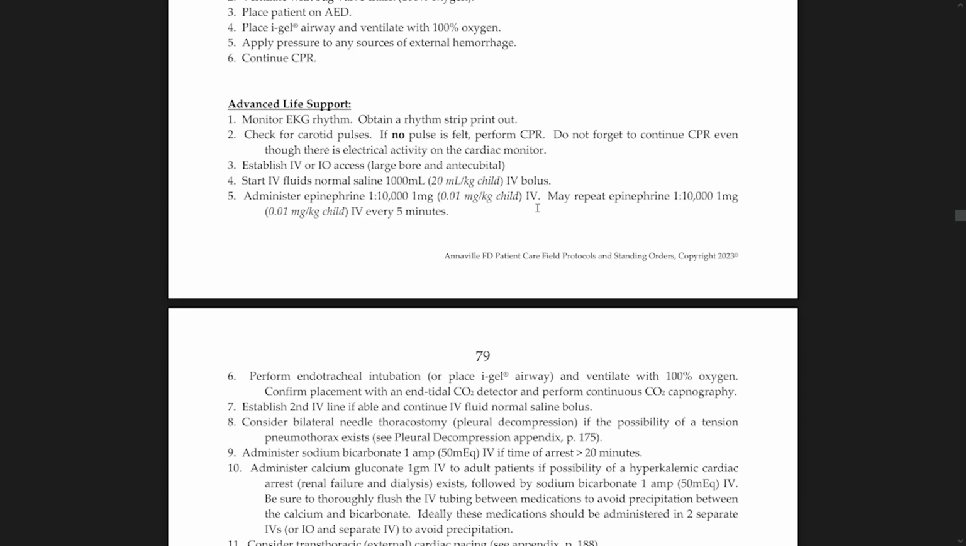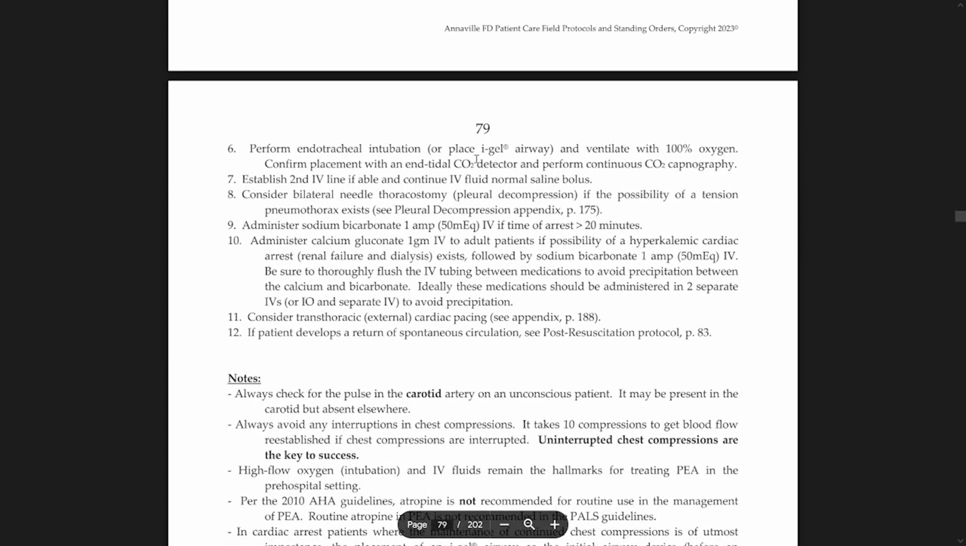You may repeat the epinephrine 1 to 10,000 at 1 milligram, or 0.01 milligram per kilogram for a child, IV every 5 minutes. Perform endotracheal intubation or place iGel airway devices and ventilate with 100% oxygen. Confirm placement with an end-tidal CO2 detector and perform continuous CO2 capnography. Establish a second IV line if able to and continue IV normal saline boluses. Consider bilateral needle thoracostomy, which is pleural decompression, if possible, for the possibility of a tension pneumothorax. You can see page 175 for the pleural decompression appendix.